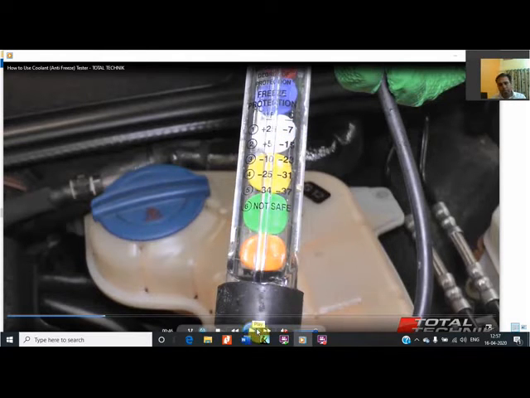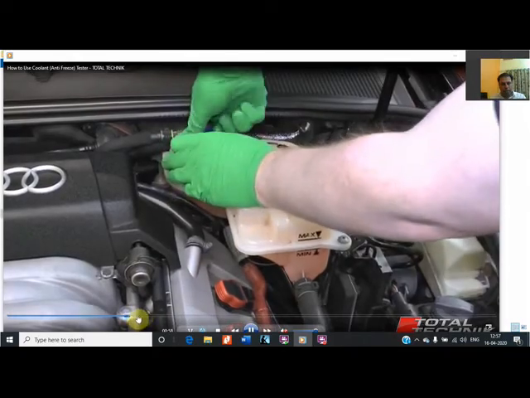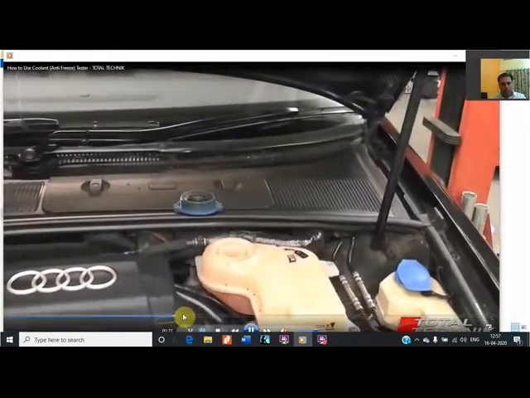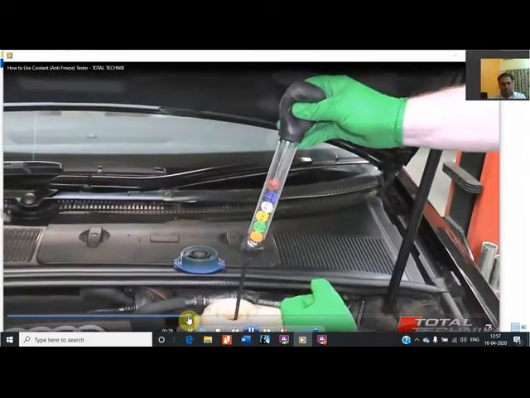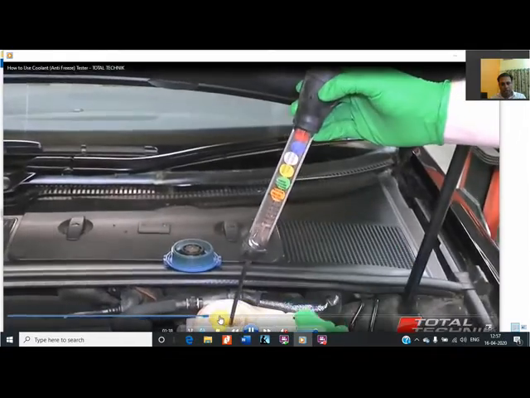And as per the specification of the supplier, we have to go for the coolant. So the coolant will be sucked inside it, and after this being sucked, the float will be allowed to settle.